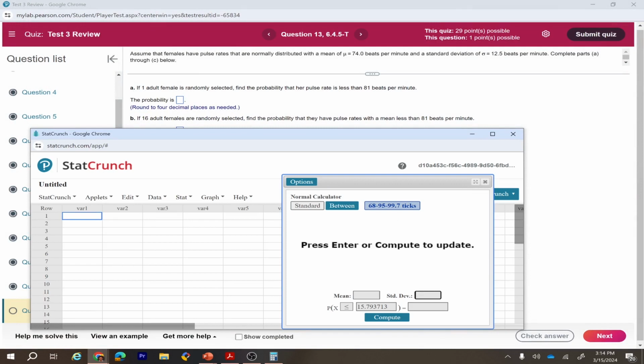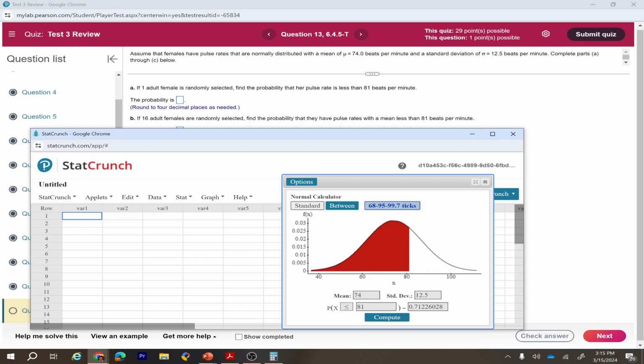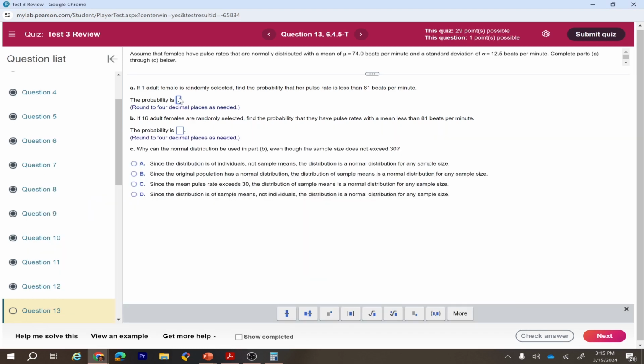So for this particular part, you are going to use the very same normal calculator with the mean 74 and standard deviation 12.5, and you want to find the probability that her pulse rate is less than 81. So in the middle box, less than means this is the sign. The pulse rate is 81. Find the area under the curve, which gives you the probability, which is 0.7123.